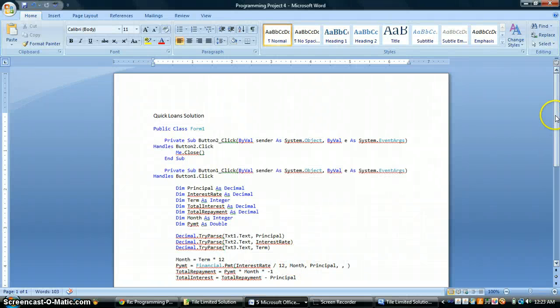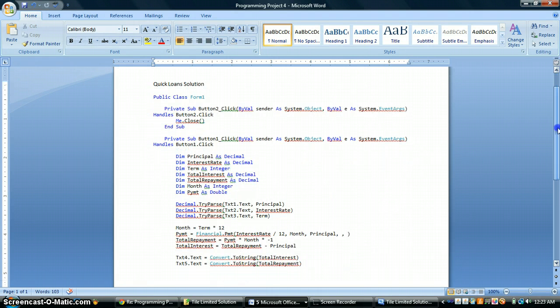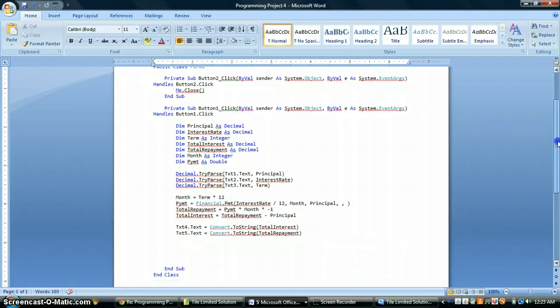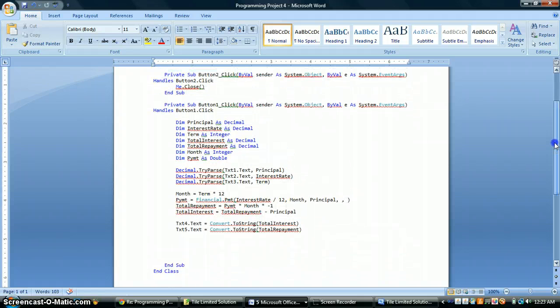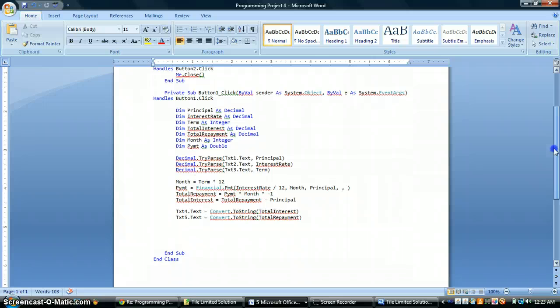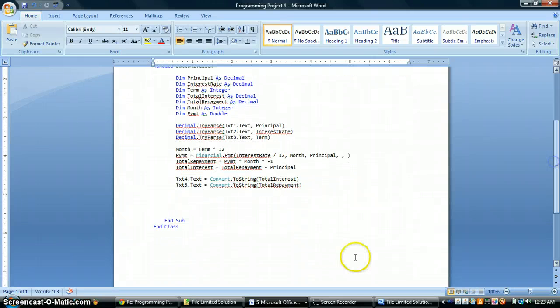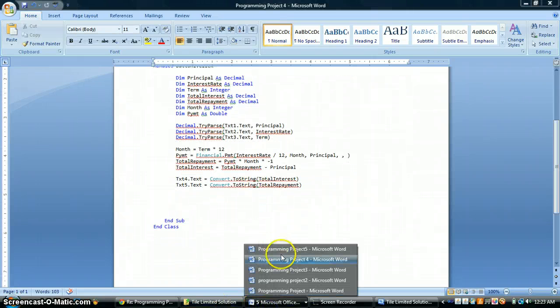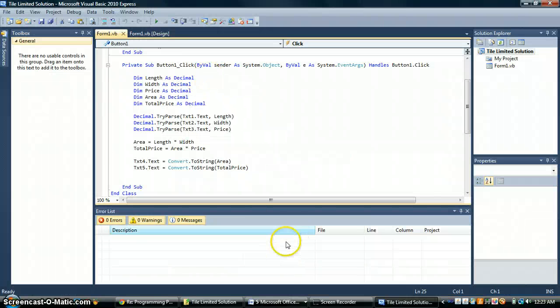And the fourth project was with a quick loan solution, and here was the financial algorithm I derived, and that produced this right here. Let me pull this up.